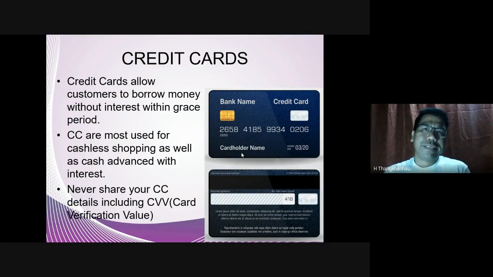Okay, if you share it, other people can use it, right? Even if you get a call from the bank asking you to share your credit card number, please don't trust them. They are usually not the bank representative, okay?